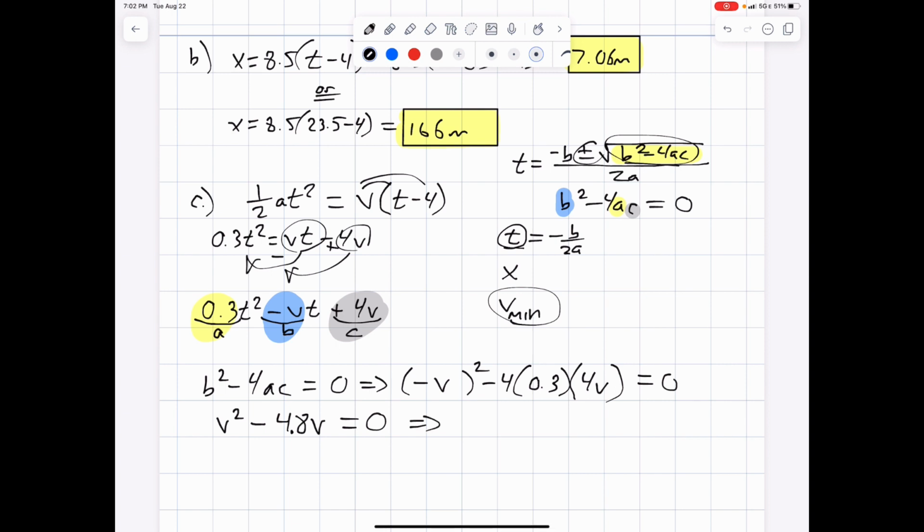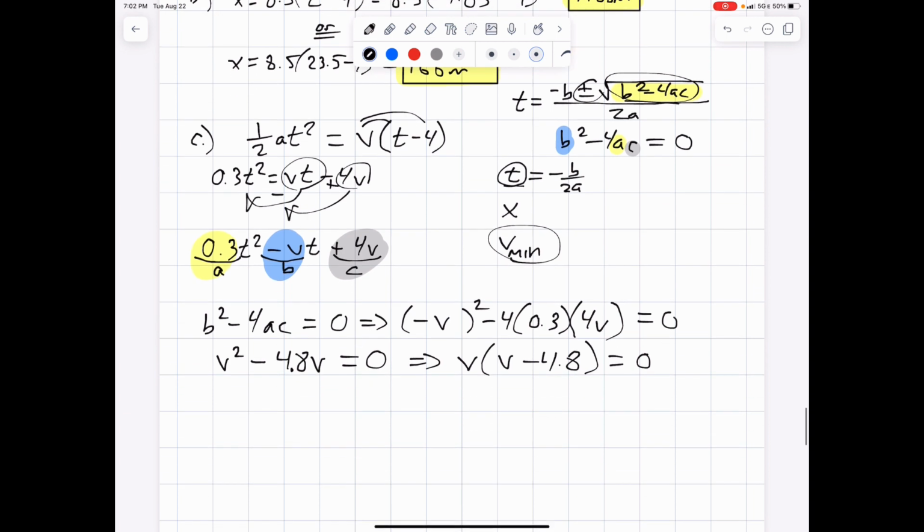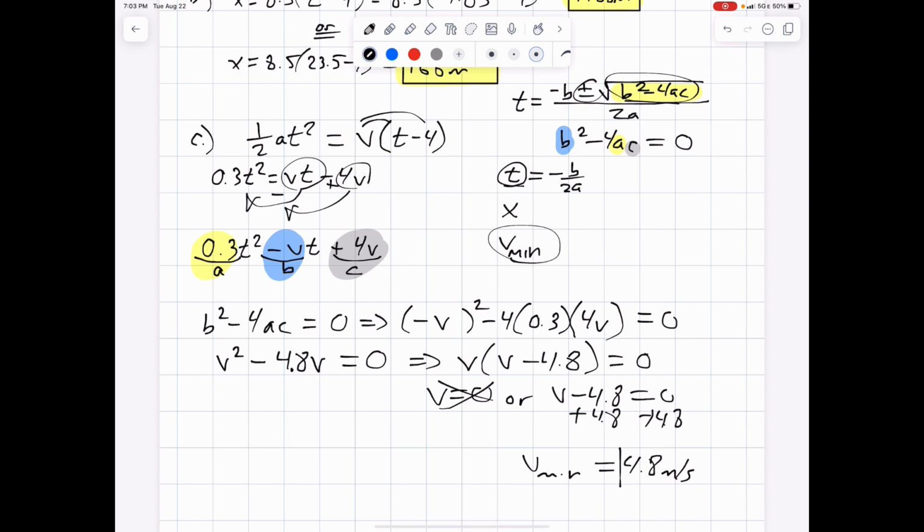And what we could do is we could factor that. No quadratic formula needed here. The greatest common factor of both, of course, would be v. So I factor out a v, and I'm left with v minus 4.8 equals 0. My two solutions would be v equals 0, which, yeah, that's not really going to help. We want an actual speed. So our minimum speed would be v minus 4.8 equals 0. Add the 4.8 to both sides. And our minimum speed would be 4.8 meters per second.